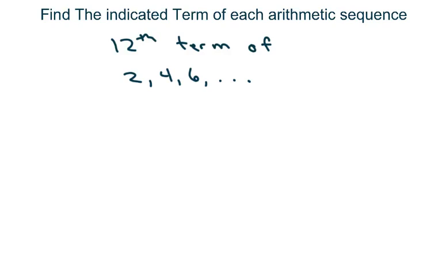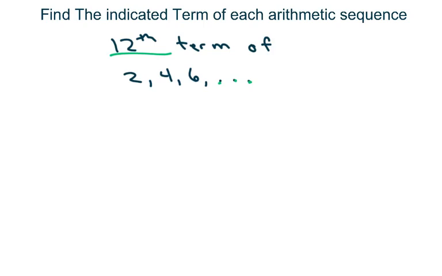Hi everyone, we're going to find the indicated term of each arithmetic sequence. We want to find the 12th term of these even numbers here. It's 2, 4, 6, and these are called line dots. Usually we put the line dots when there's not a summation. If you added these, then these would be called center dots, but these are called line dots. So just a little tidbit.